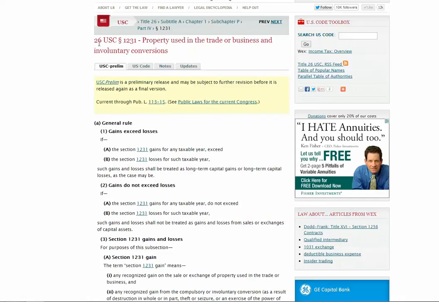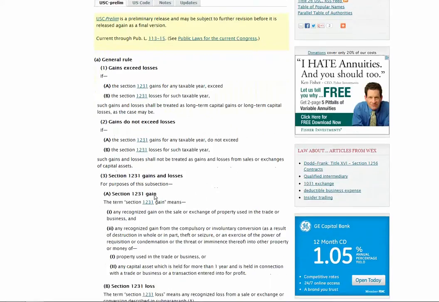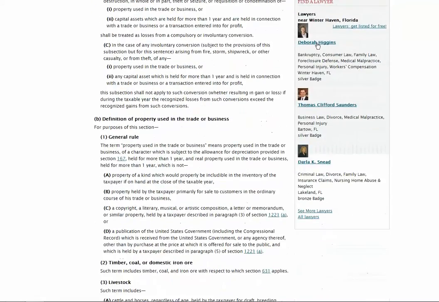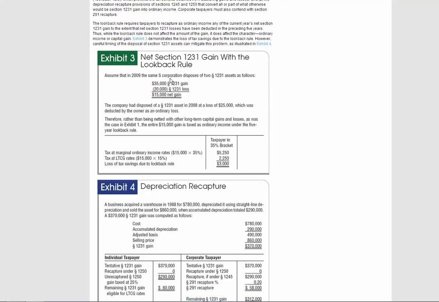We go, this is Cornell Law School. They put the actual IRS code. It's www.law.cornell.edu, and we define Section 1231 for us: gains that do not exceed losses, any unrecognized gains, special rules, yada yada yada. So let's move into this article.